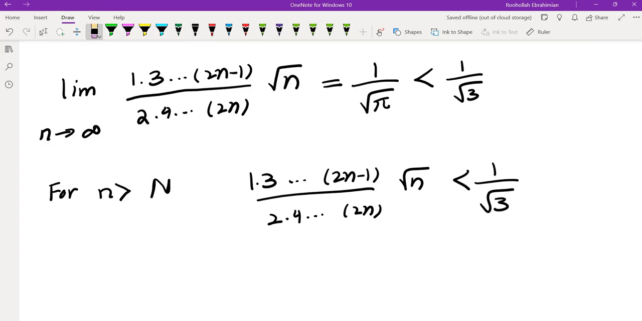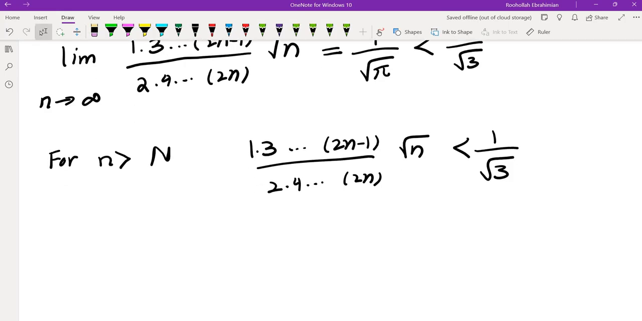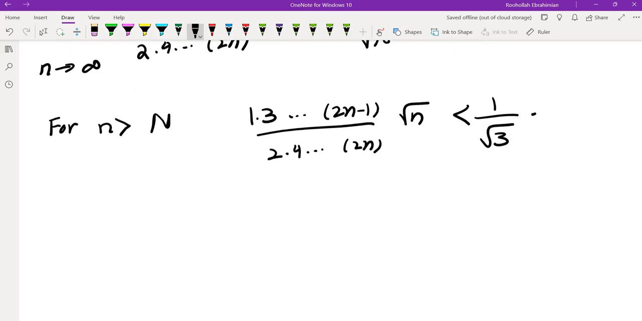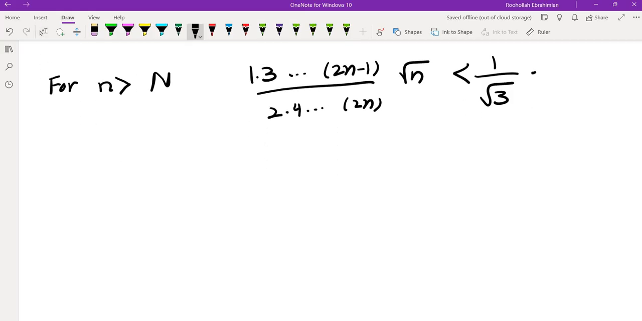And in fact, not just 1 over root 3, but 1 over anything that is less than root pi. And because this inequality holds for infinitely many values of n, it would hold for every value of n. So this is the second solution.